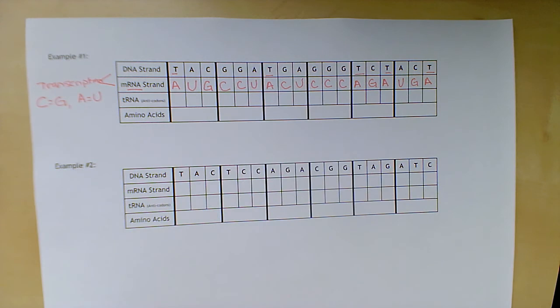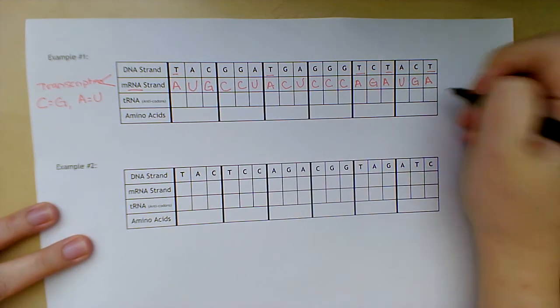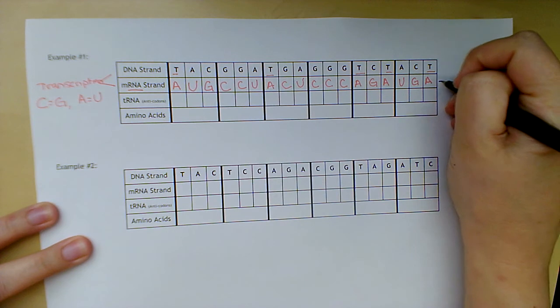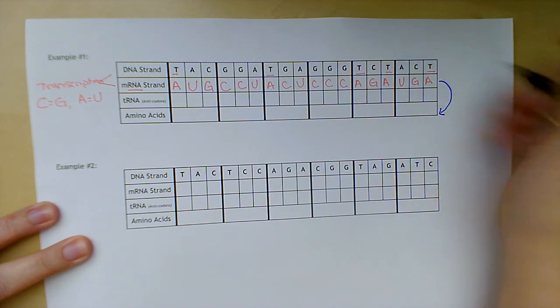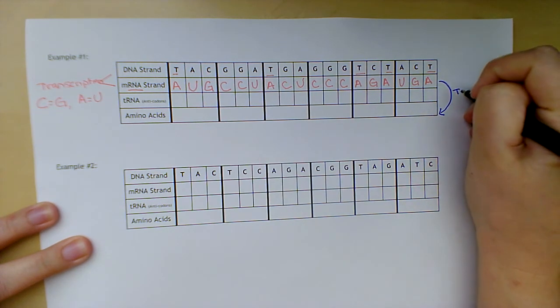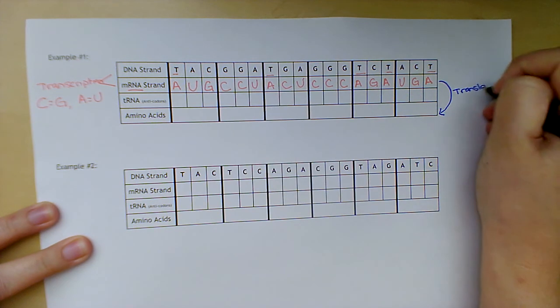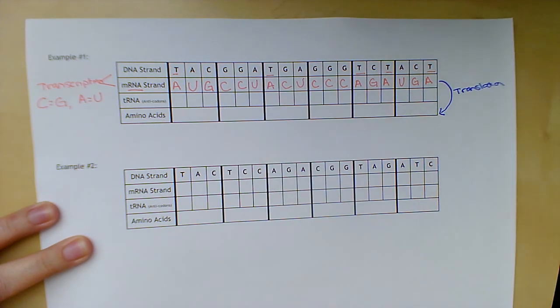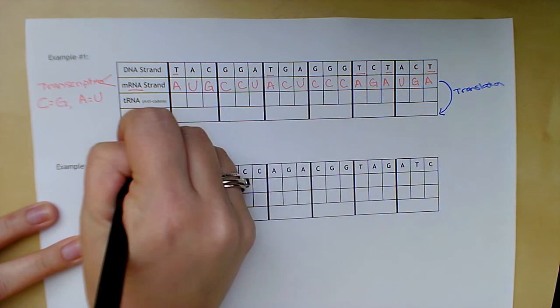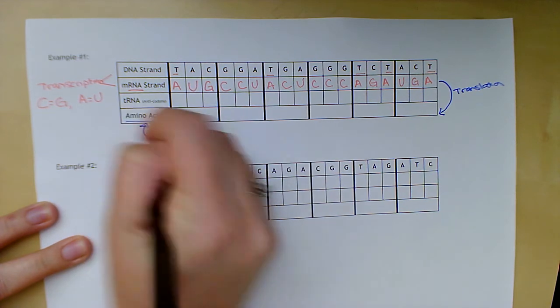Alright, so I've completed my mRNA strand, and by doing so, I can now move on to the next step. So the next step here is going from mRNA to my amino acids. That process, going from mRNA to my amino acids, is called translation. And if you remember, my amino acids are my building blocks for proteins.